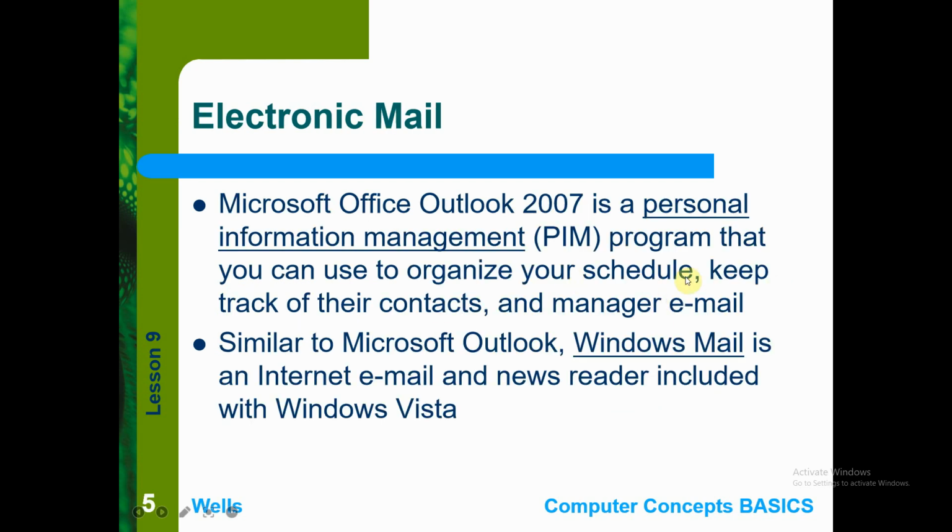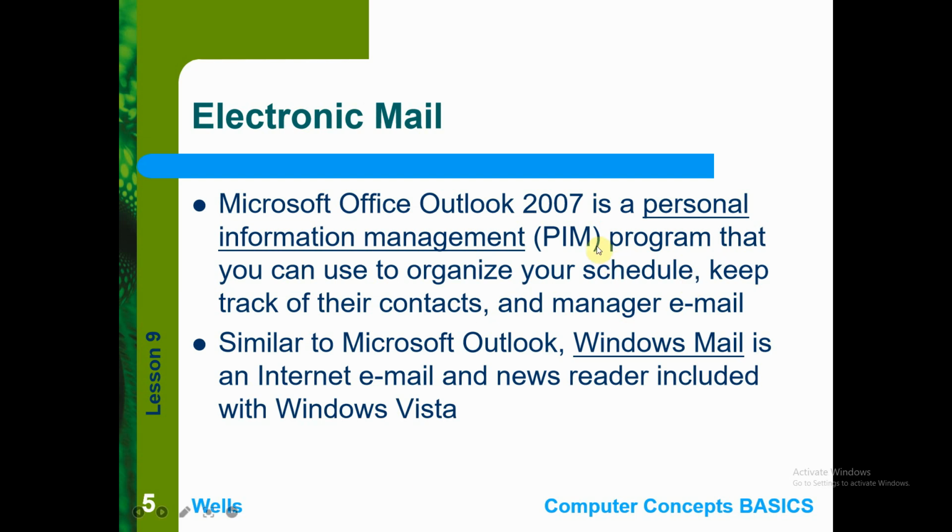So in Office 2007, we have the latest version of Office Outlook, which is the Personal Information Management Program, a PIM that can be used to organize your schedule, keep track of your contacts, and manage your email. If you are not keen on using Gmail, it is suggested that you use Outlook if you have a package of installed MS Office.